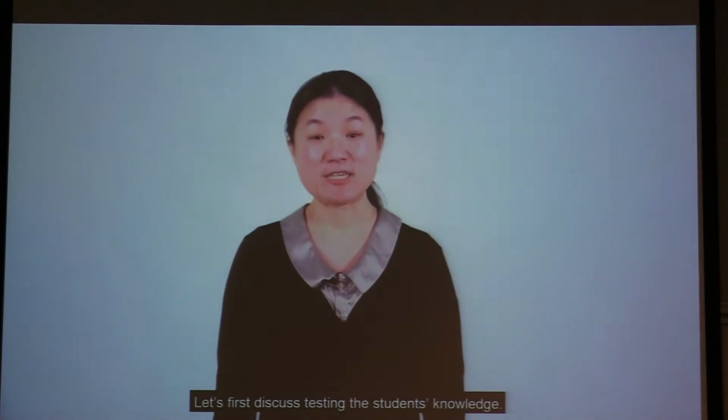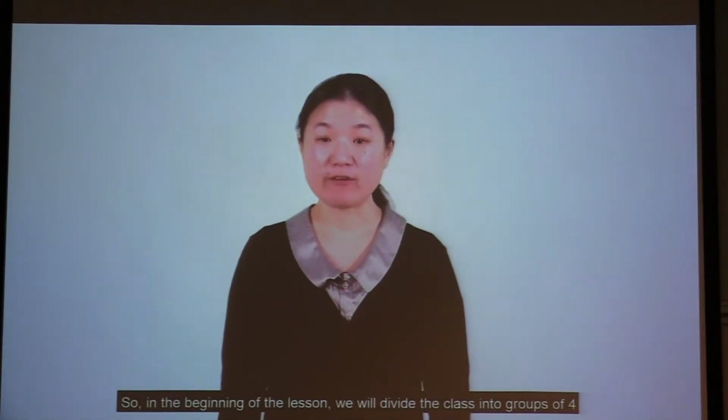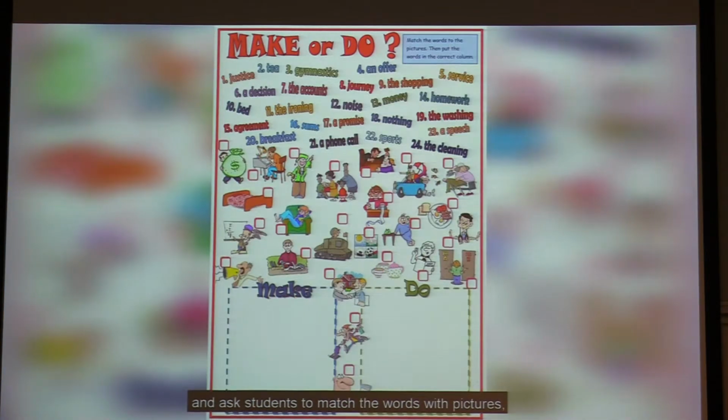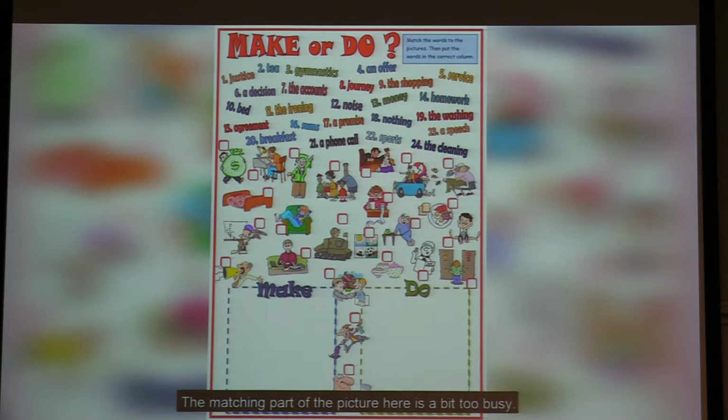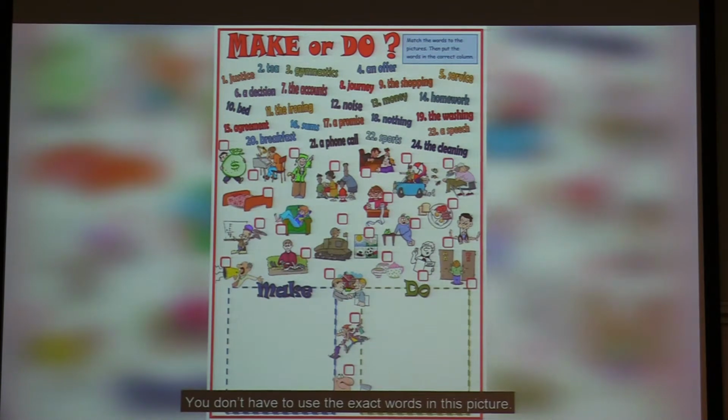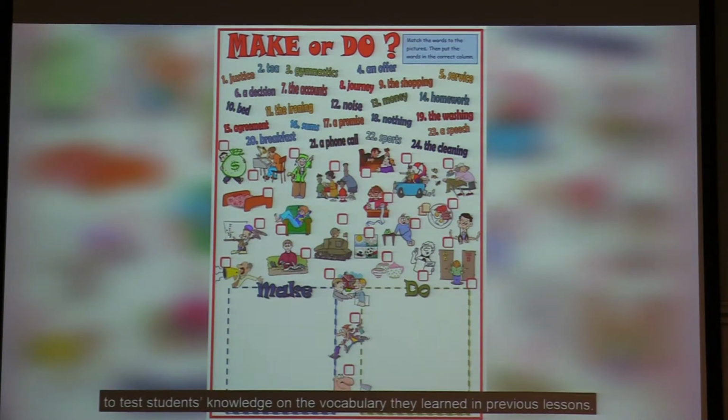Let's first discuss testing students' knowledge. In the beginning of the lesson, we will divide the class into groups of 4 and ask the students to match the words with pictures and put the words in the right boxes. The matching part of the picture here is a bit too busy. So instead of having so many words and pictures, you may reduce it to 12 of them. You don't have to use the exact words in this picture. In the real classroom, the teacher may use this opportunity to test students' knowledge on the vocabulary they learned in previous lessons. Then, of course, ask them to put the words in the correct columns.